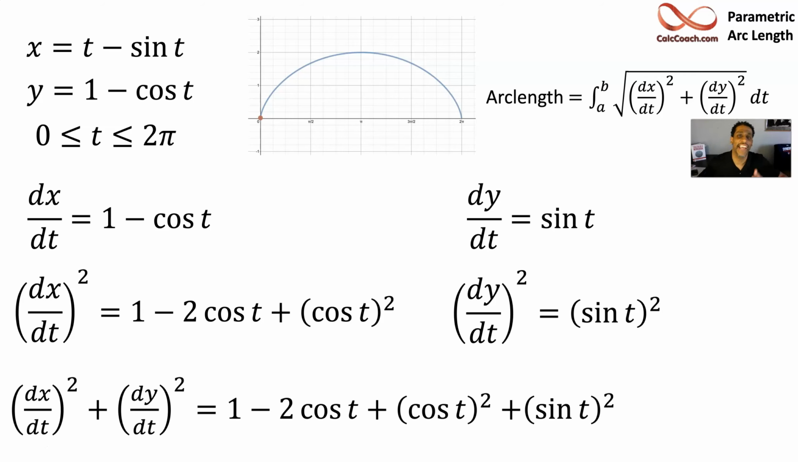But there's a friend at the end of that expression. Cosine squared plus sine squared is your friend. Why? Because it's equal to 1. And we can take that 1 along with the other 1, put them together, and have 2 minus 2 cosine t as what goes inside of the square root. Can't forget about the square root.